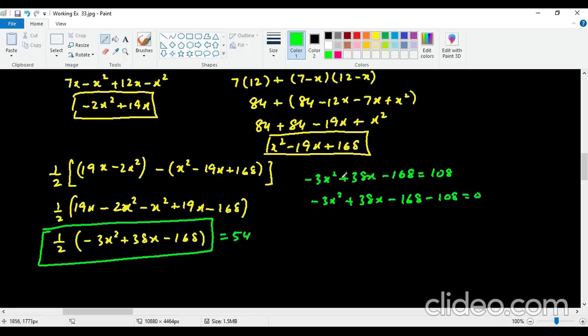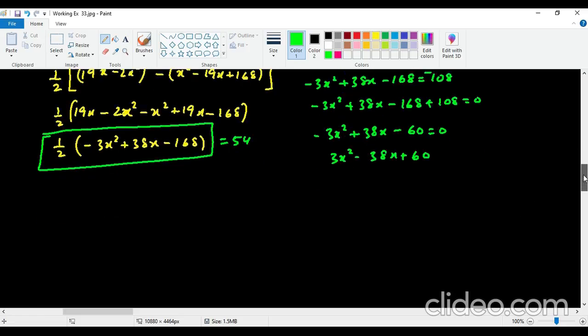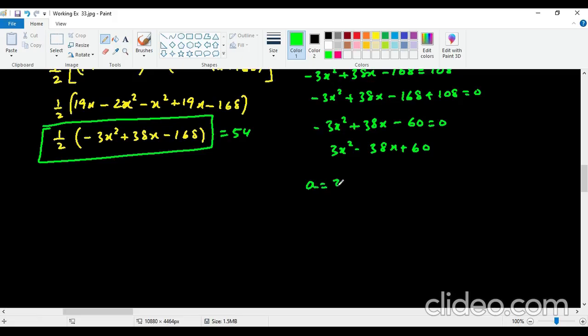So this gives us, we should take it as minus 54. This gives us plus. So minus 3x square plus 38x, and this gives us negative 60 equals 0. Now when we divide by minus 1, we get 3x square minus 38x and plus 60. So now these are the values of a, b, and c. A equals 3, b equals negative 38, and c equals 60.